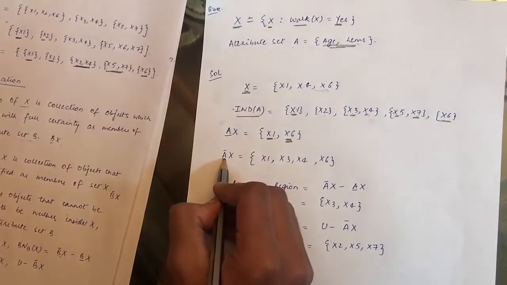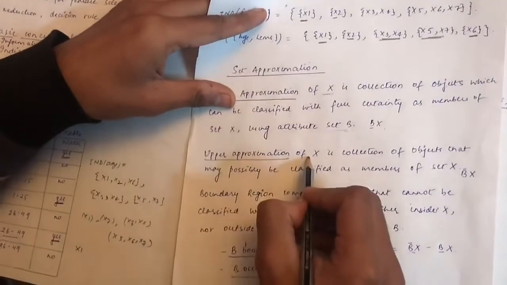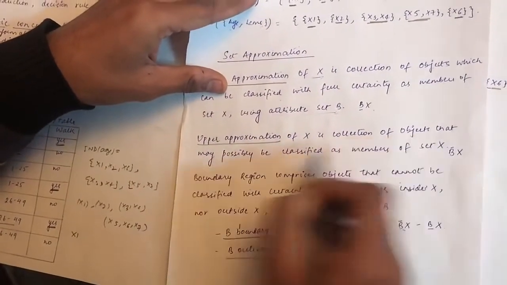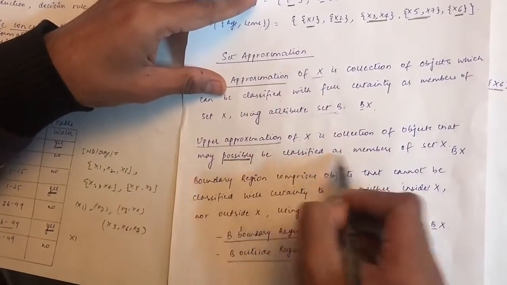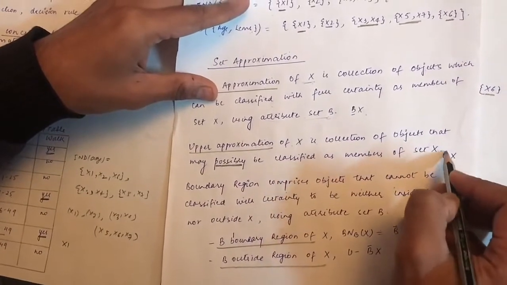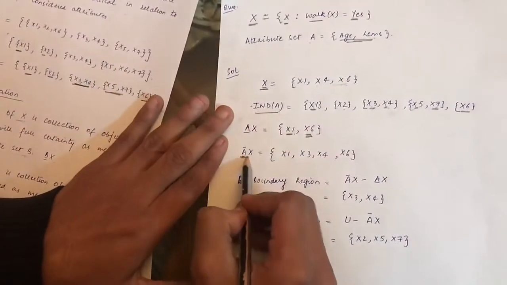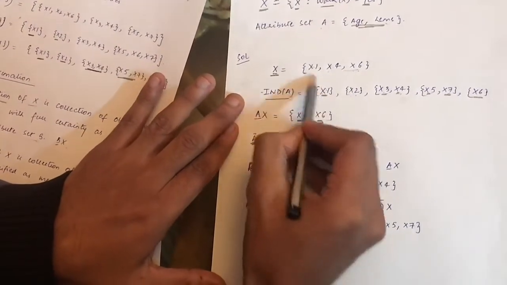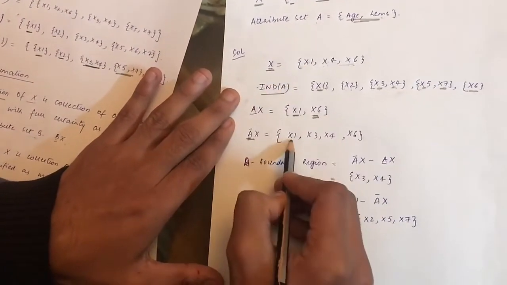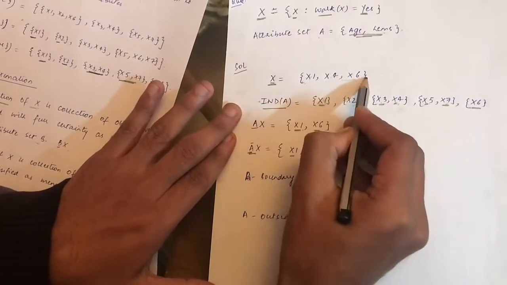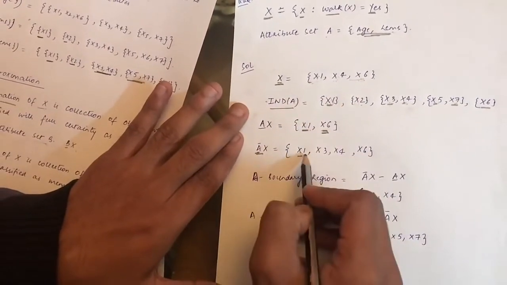Okay, now let us see what an upper approximation of X is. Upper approximation of X is a collection of objects that may possibly be classified as members of set X, and it is represented as B upper approximation of X. So to find out upper approximation, x1 is here. Since x1 is here, we write x1. x2, is x2 here? No, so we'll not include it in the upper approximation.